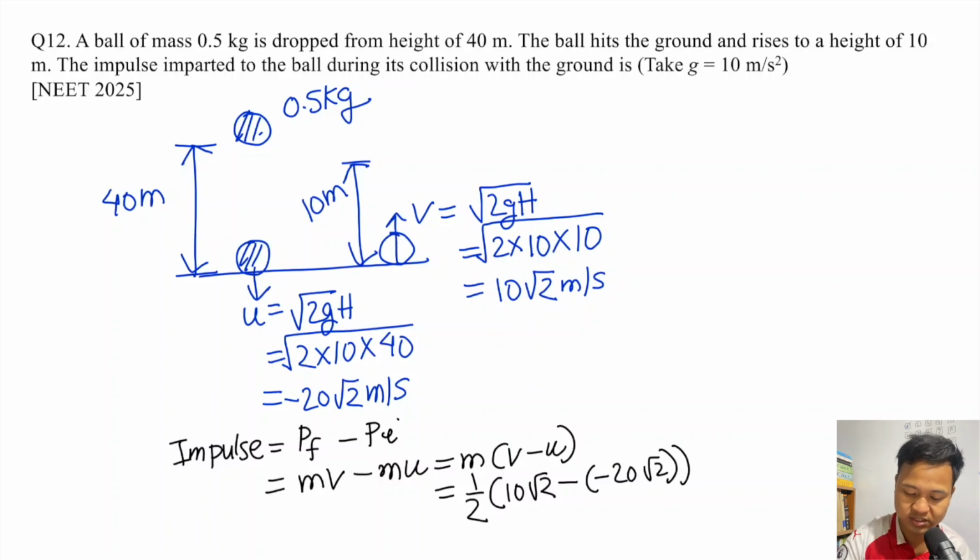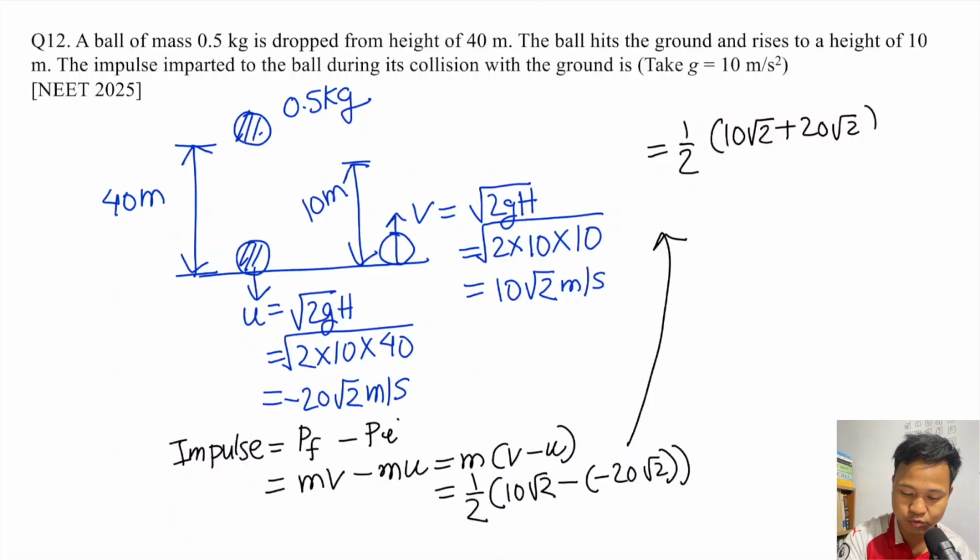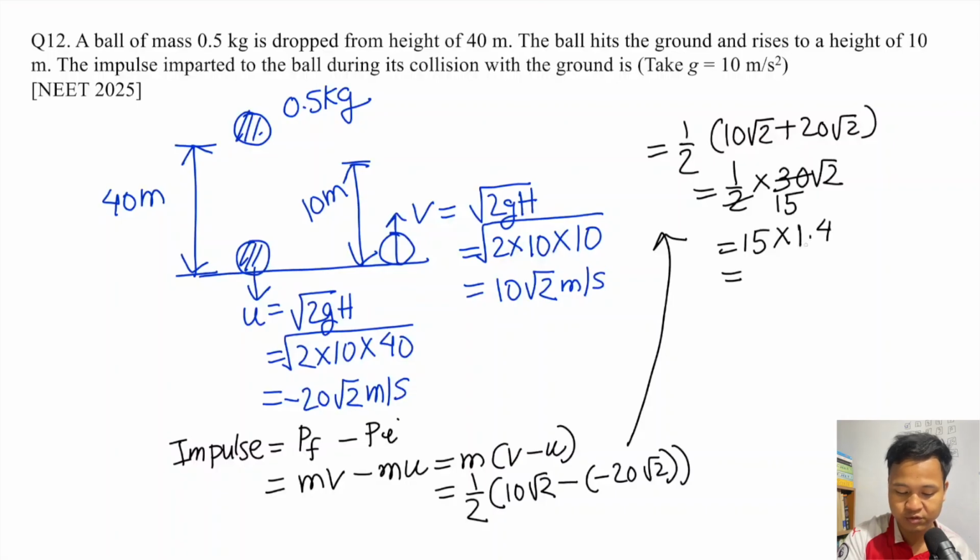So here if you solve, 1 by 2 into 10 root 2 plus 20 root 2. Okay. So 1 by 2 into 10 plus 20 is 30 root 2. Right? So this gets cancelled out. I have 15. So 15 into root 2 is 1.4. Okay. So if you solve this, how much will you have? So here you'll get 21. Okay. 21 kg meter per second impulse.